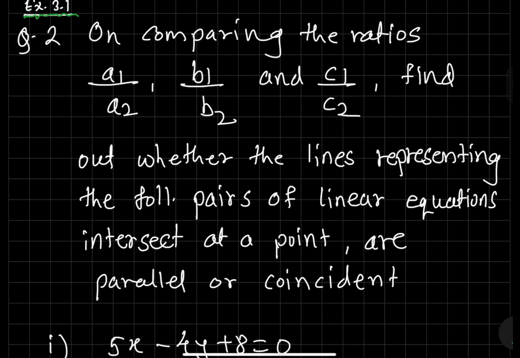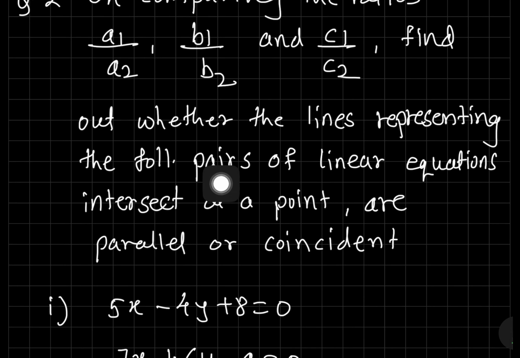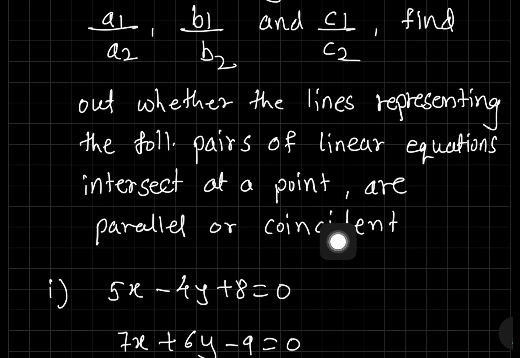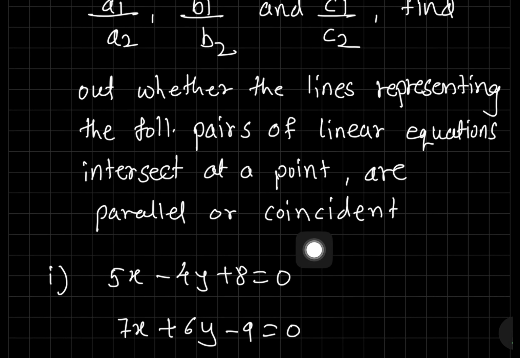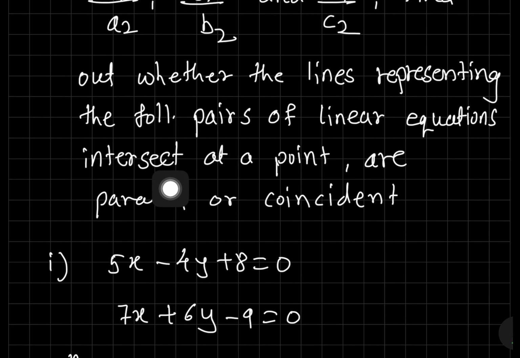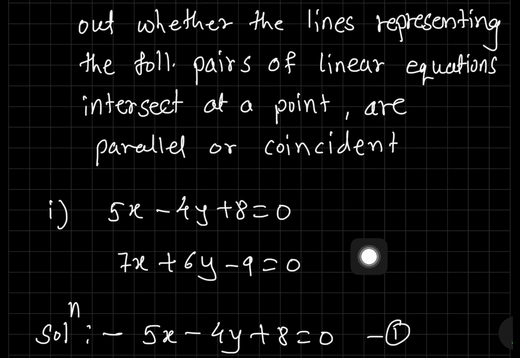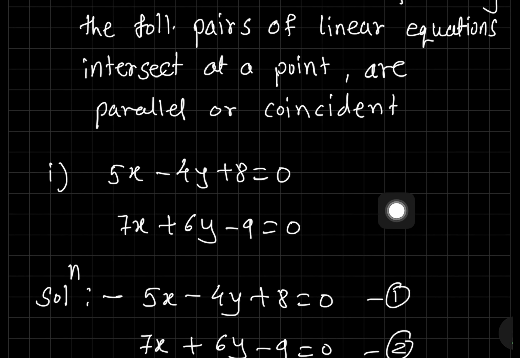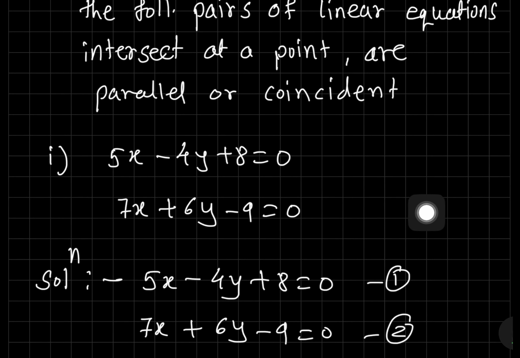Okay, now we will start question number 2. On comparing the ratios a1 upon a2, b1 upon b2 and c1 upon c2, find out whether the lines representing the following pairs of linear equations intersect at a point, are parallel, or are coincident. These three conditions we have to find. For intersecting, parallel and coincident lines, some conditions are given that we already saw in the introduction. We will see them again while solving.